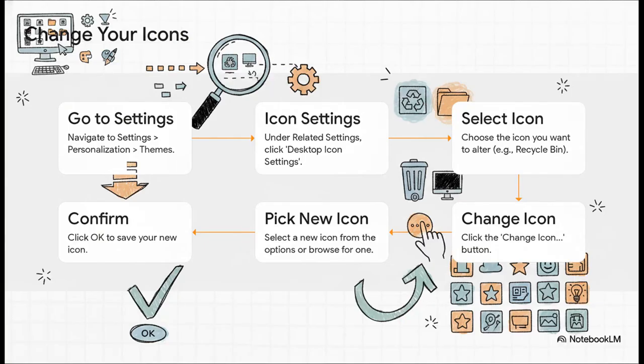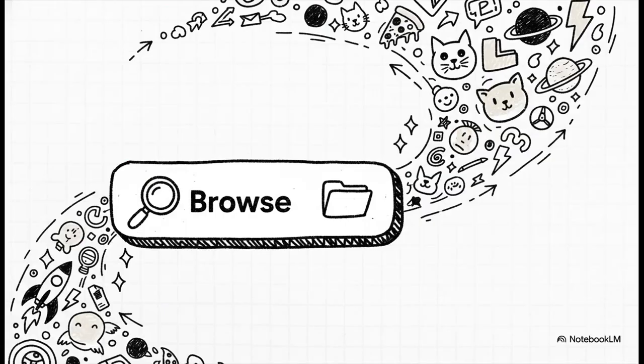Okay, so here's the game plan, and it's super straightforward. First, you're going to head over to your settings. From there, you'll click on Personalization and then Themes. Now, once you're in there, you're looking for something called Desktop Icon Settings. Just think of this little spot as your command center for all things icons. You just pick the one you want to change, hit that Change Icon button, and then you can browse through a bunch of new options.